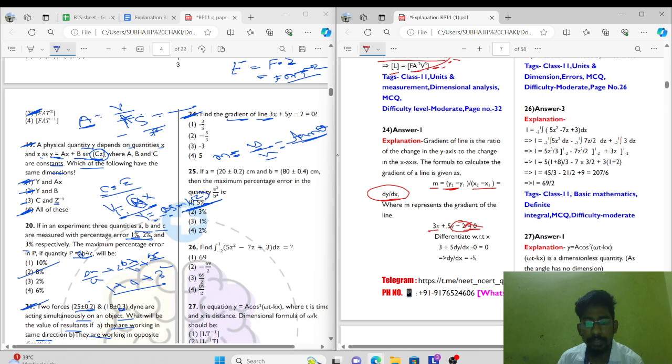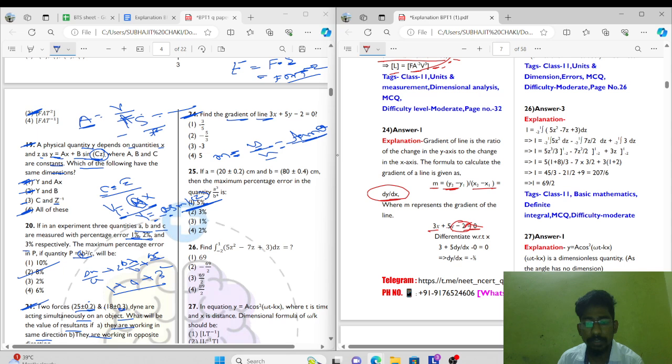A cube by B to the power 4. A value is given, error in A is given, B is given, error in B is given. That means this is del A, this is del B, this is B, this is A. Del A by A, del B by B, right? So for A cube times B to the power 4, you have to multiply this by 3, this by 4, right? And then you will get the answer.